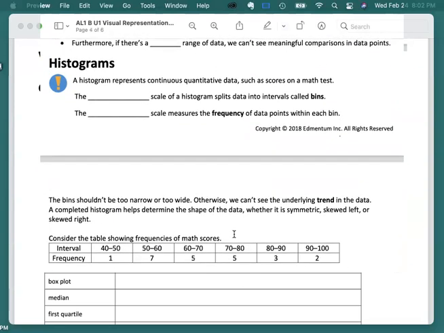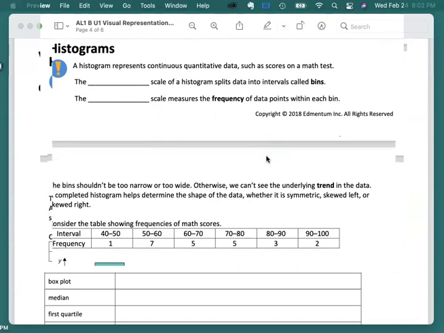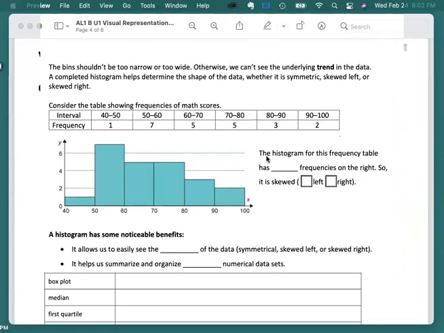Okay, so another type of graph is called a histogram. With histograms, you have ranges. Like if you look at this graph here, it goes from 40 to 50 and from 50 to 60. So it looks like every 10, the interval, I guess this is math scores. So every 10 points is grouped together. And that's what a histogram is.